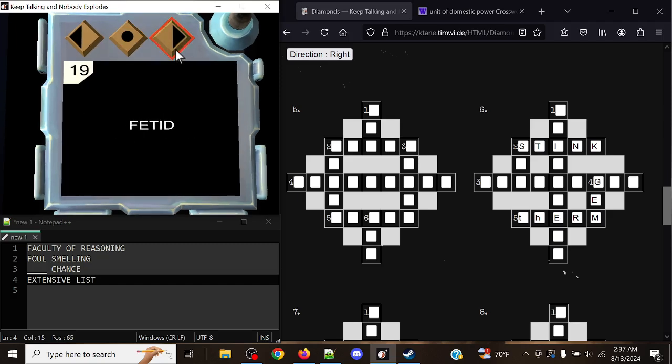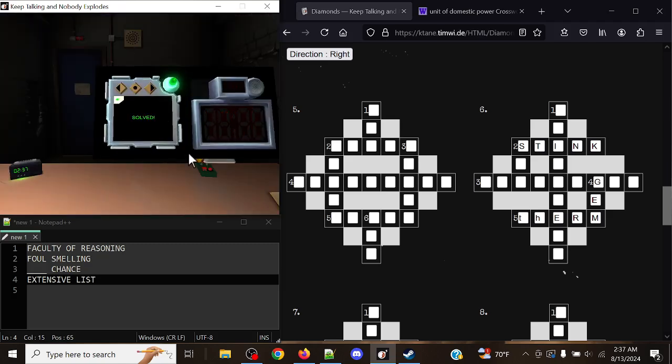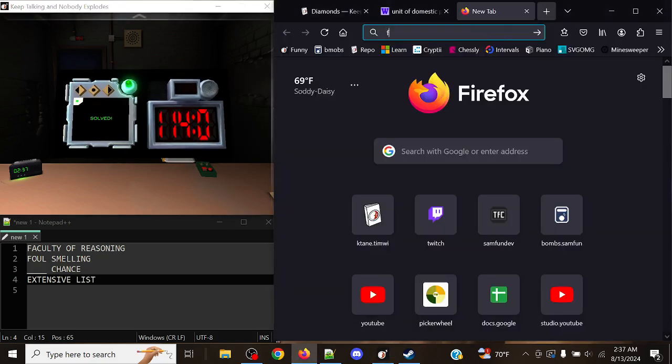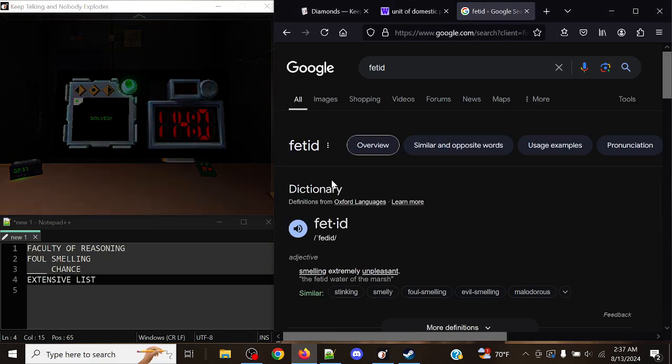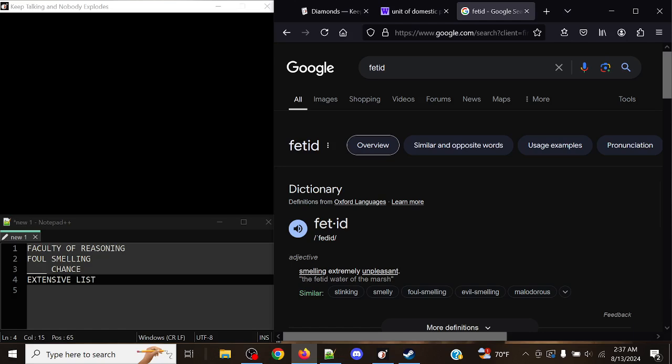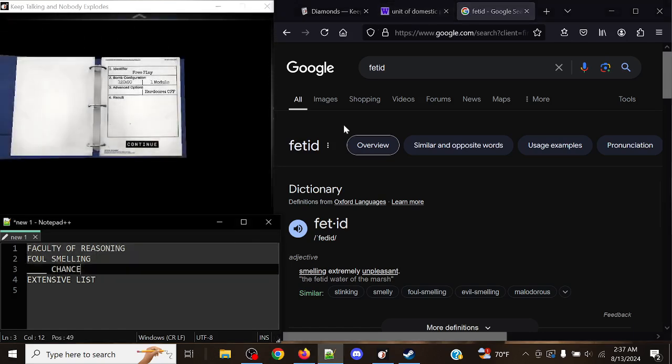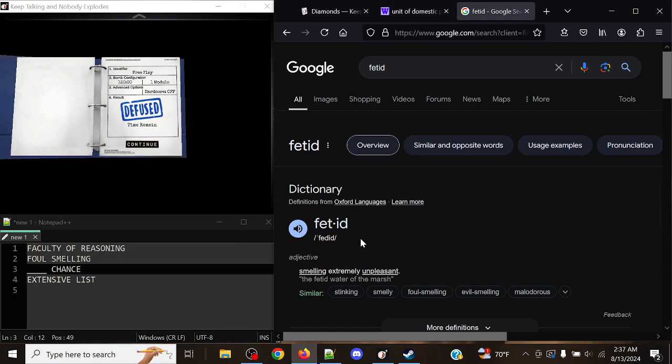So, fetid, fat, therm. We have therm, hairstyle, facility of reasoning. Fetid. I've never heard of fetid before. Fat chance. Yep. Therm. It's got to be hairstyle. It is indeed. So let's look up the word fetid. Because the reason why I was able to figure that out was because the fat chance worked, and it would make sense in this context.